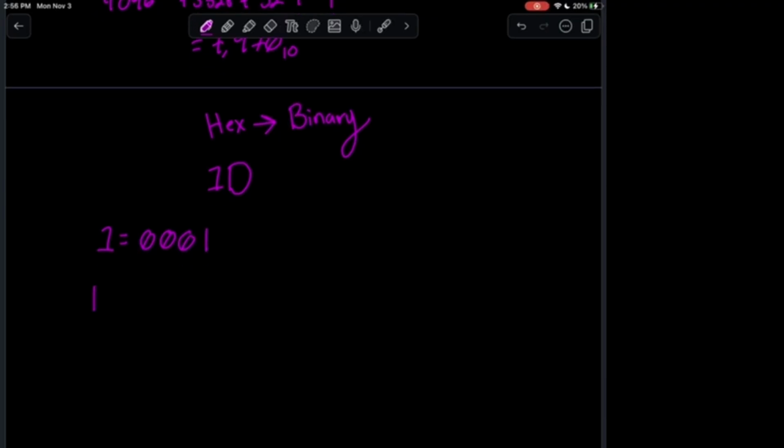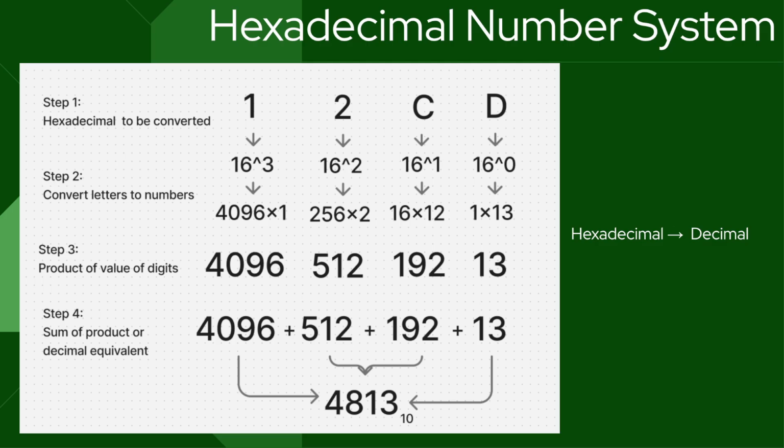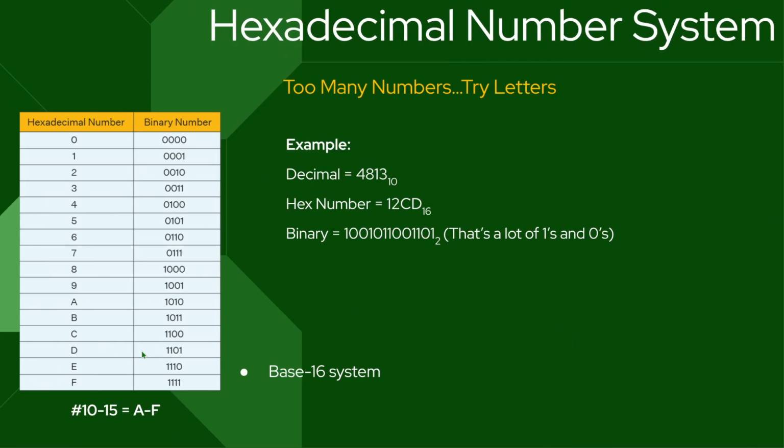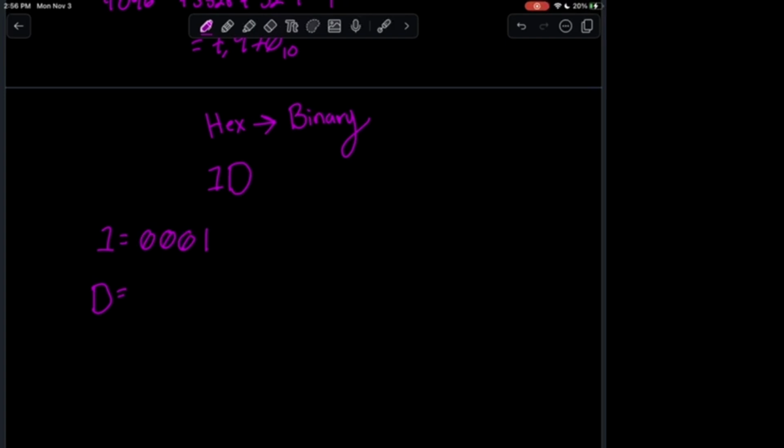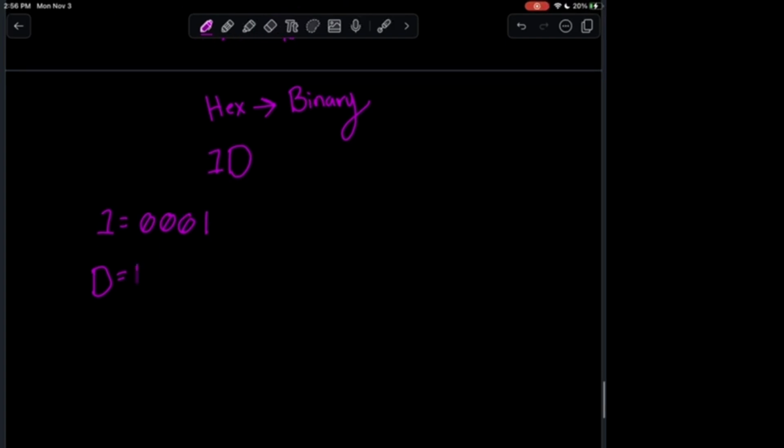Now D, we can look back at our chart and just see D equals 1, 1, 0, 1. But if you want to actually figure it out, we'll go through that step. We know the answer is supposed to be this, but to figure that out, we just write down the number. I know this position is going to be 2 to 0, 2 to 1, 2 to 2, 2 to 3.